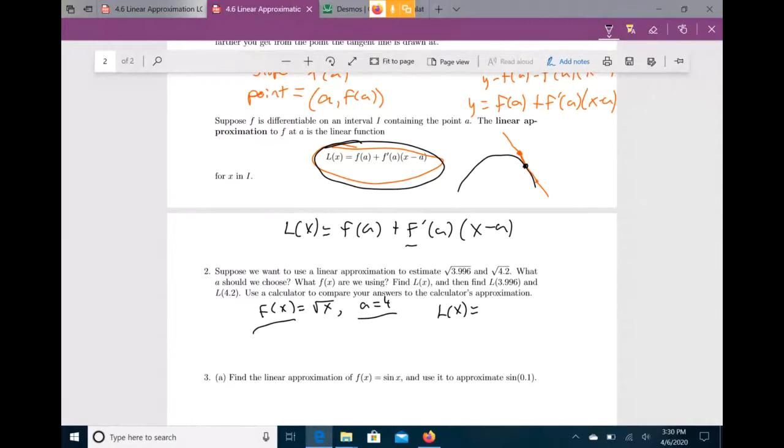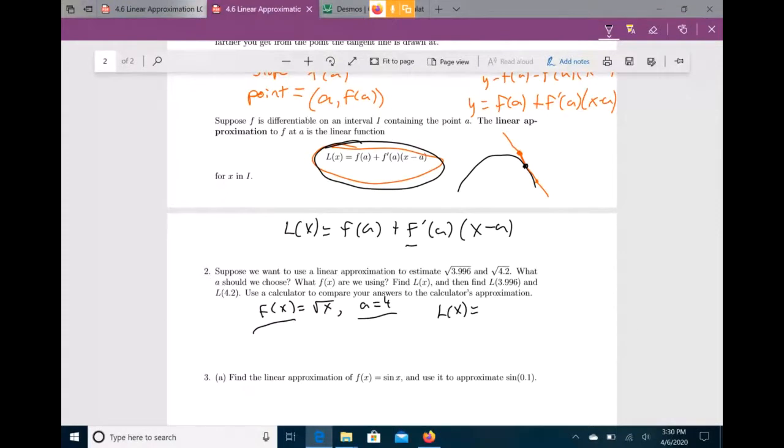We maybe don't quite have f prime. What is the derivative of f? f here is the square root function. Yeah, good. It's 1/2 times the square root, right? And if you plug in 4, you'll get an actual value.